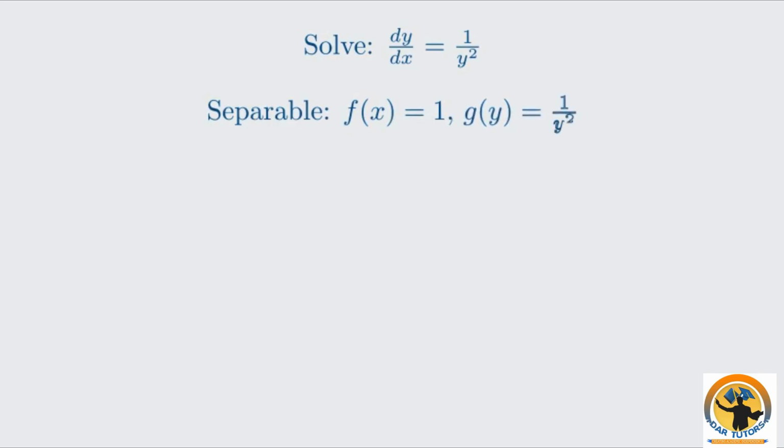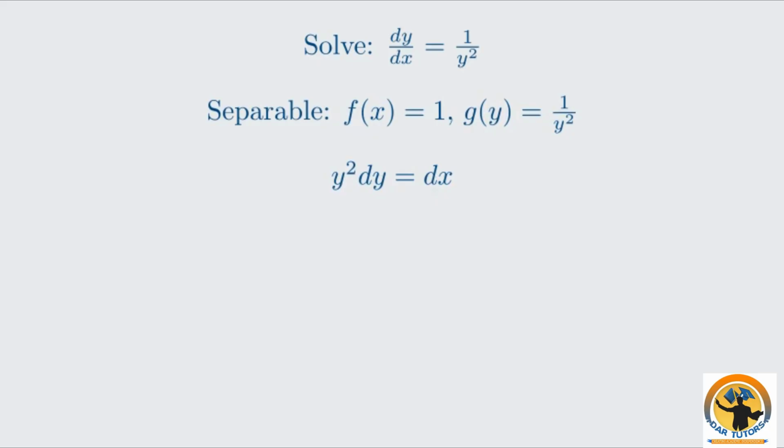Our objective in this scene is to solve another separable differential equation, this time involving a polynomial function of y. Let's solve the differential equation dy/dx equals 1 over y squared. This is separable, with f of x equals 1 and g of y equals 1 over y squared. First, we separate the variables. We multiply both sides by y squared and by dx. This gives us y squared dy equals dx. The variables are now separated.